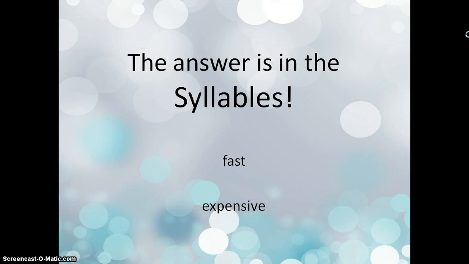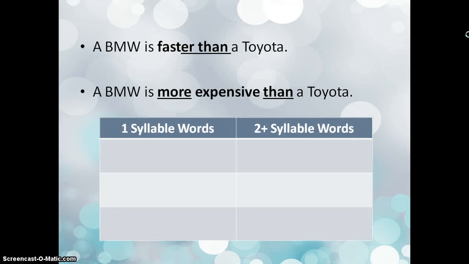Let's look at our word fast. How many syllables? Fast. That's right, there's only one syllable. What about our other word? Expensive. Listen, expensive. Three syllables. So, you know already that if you have a one-syllable word, like fast, and you want to use that adjective to compare two things, you need to say er than. So fast will change to faster than.